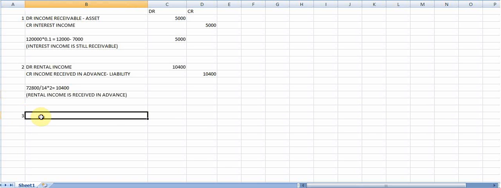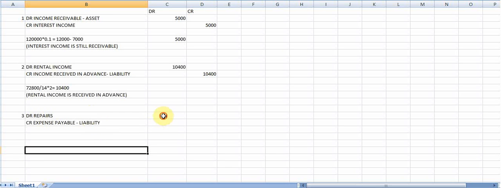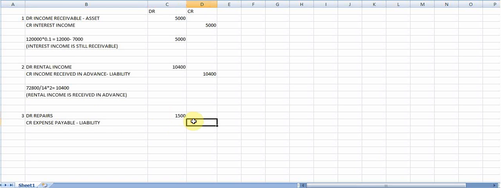Right, number 3. Number 3 says an amount of 1,500 is still owed for repairs, so I'm going to debit the repairs account to make it more. This is an expense, and I'm going to credit, of course, my expense payable. And this is a liability account. Why? Because it's an amount that I still owe to someone. And they say it's 1,500 Rand, so I'm just going to put the debit and the credit. I'm going to have a narration. I'm just going to say repairs is still payable.